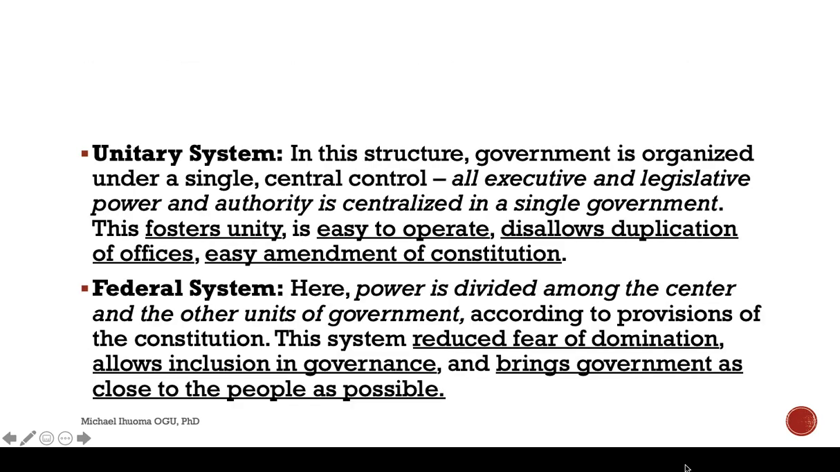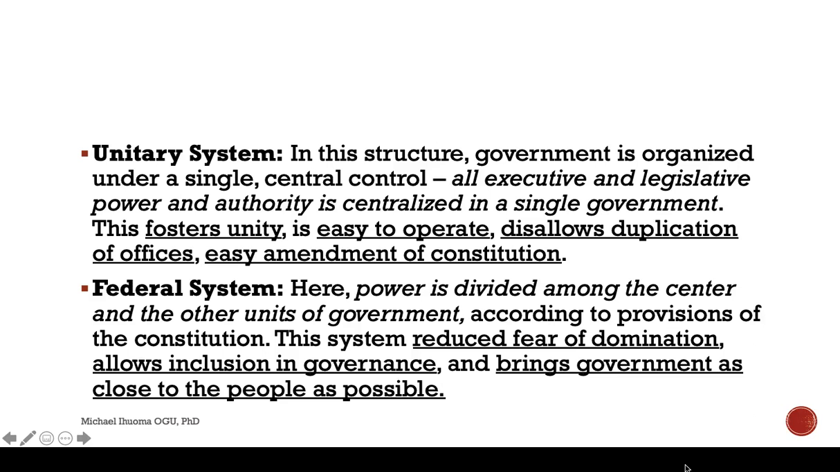The unitary system is a structure where government is organized in a single central form, where there's one central control of government. So it means that the executive powers in such a state, legislative powers, are concentrated in a single central government. So there's one unit of administration, basically, and even when you have other units present, those other units are assigned roles and responsibilities as the need arises. So one unit of government is supreme to other units if they exist.